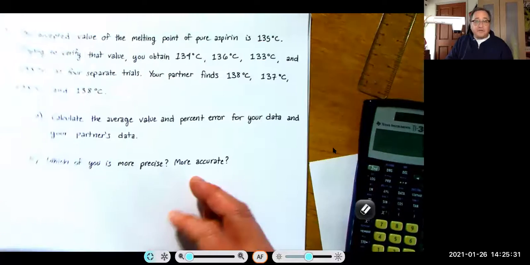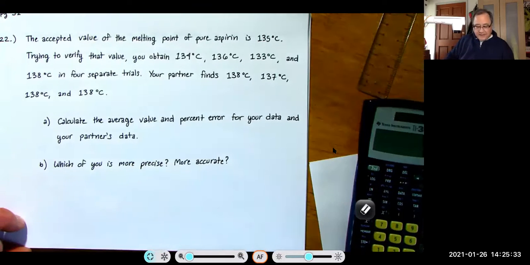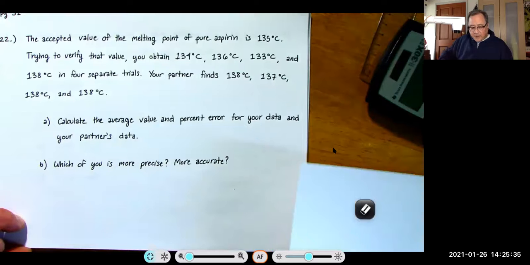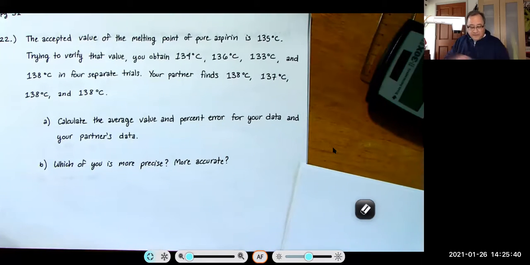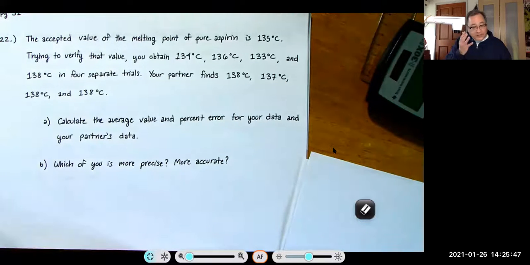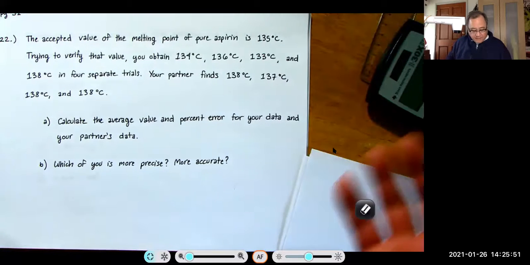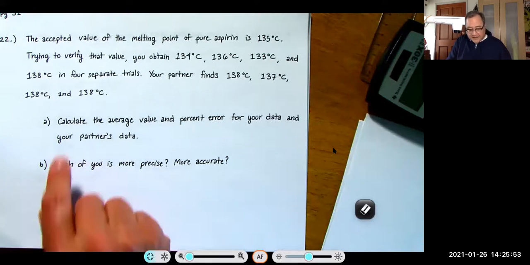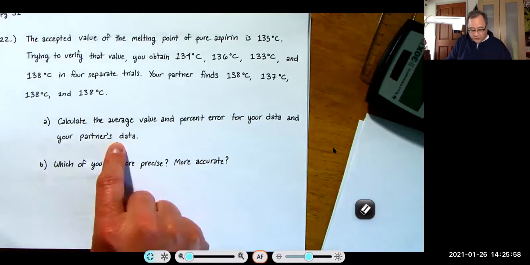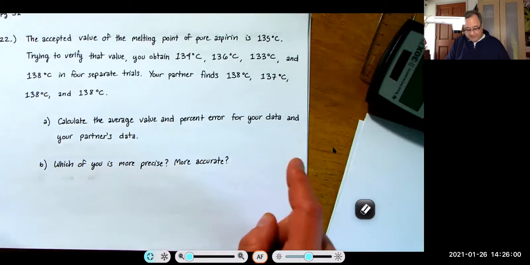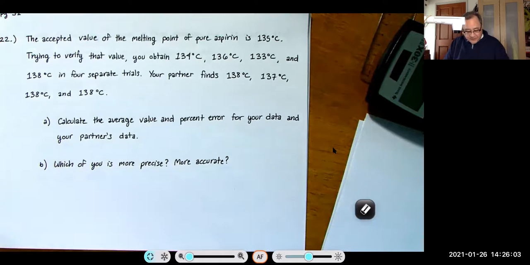I think we'll finish off with this one. The accepted value of the melting point of pure aspirin is 135 degrees Celsius. Trying to verify that value, you obtain 134, 136, 133, and 138 for 4 separate trials. Your partner finds 138, 137, 138, and 138. Calculate the average value and percent error for your data and your partner's data. Which of you is more precise? Which is more accurate?